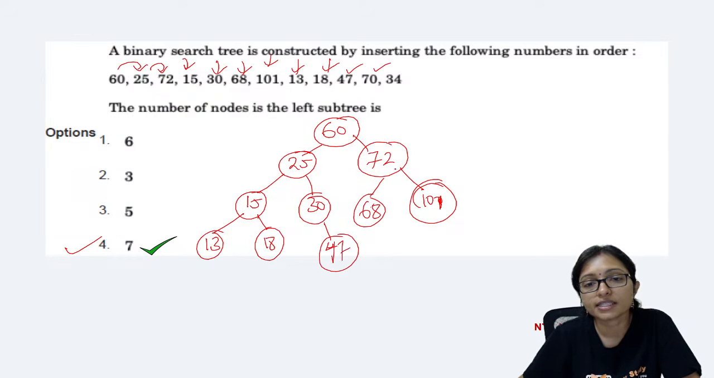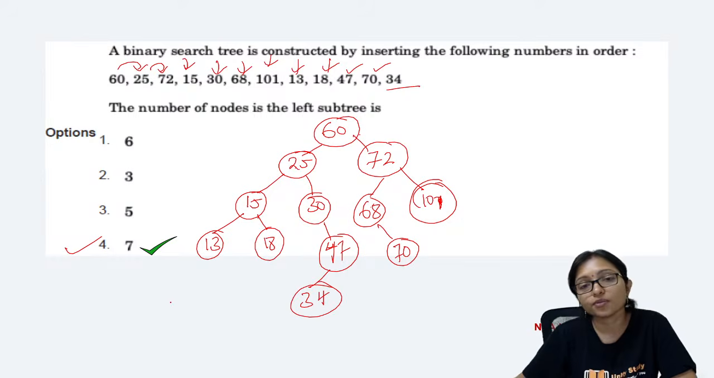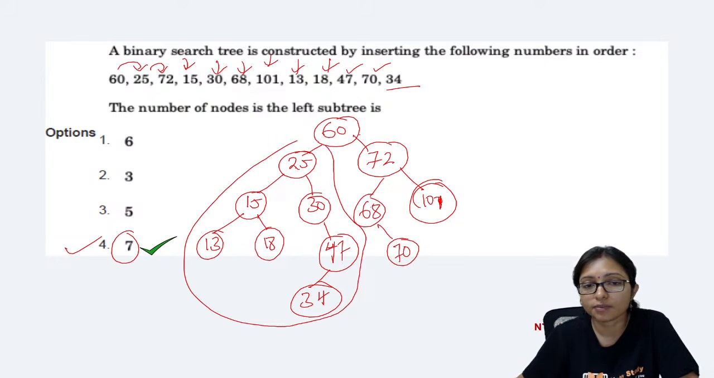Finally 70. 70 is less than 72, greater than 68. That's why 70 is coming here. 34, where it will come? It is greater than 30, it is less than 47. That's why 34 is coming here. It will be your tree. And how many elements are there? There are 7 elements. You can see there are 7 elements only. 1, 2, 3, 4, 5, 6, 7. So answer will be 7.